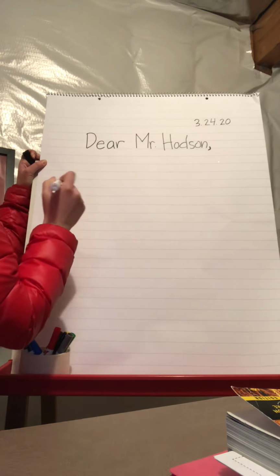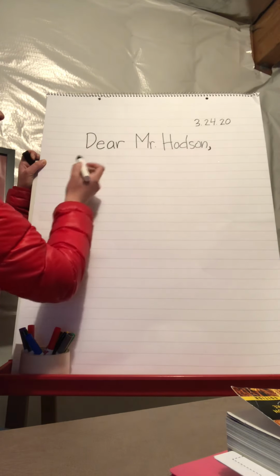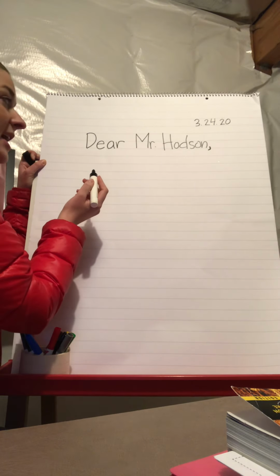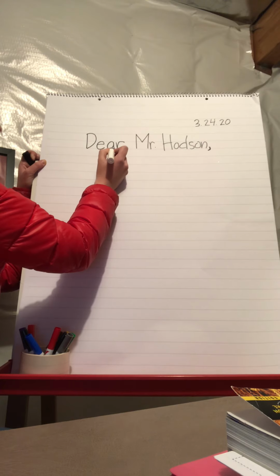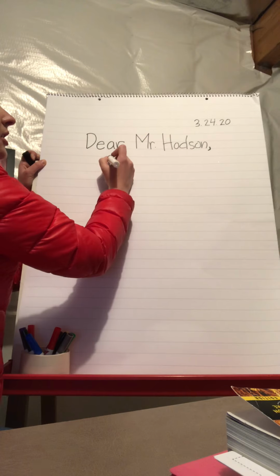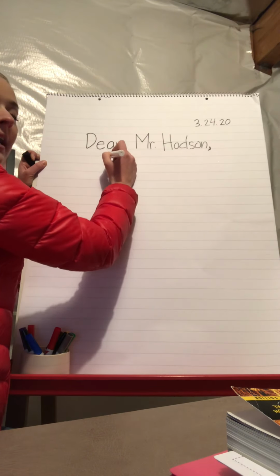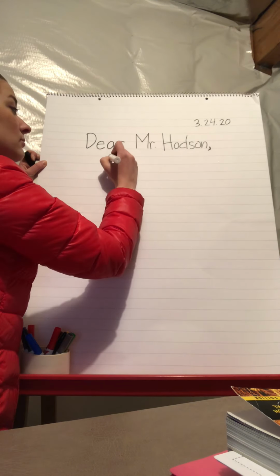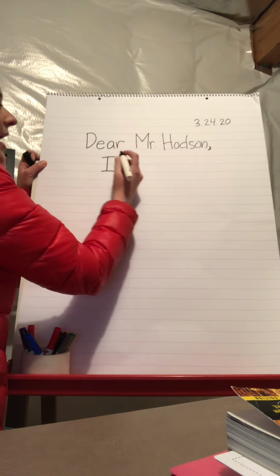So, dear Mr. Hodson. Now, when I'm starting to write my letter, my first line, I have to do what we call an indent. And I need to indent my letter right here to underneath the A in dear. That's where I need to start my letter. So, dear Mr. Hodson, I'm going to start by writing, I hope you are having a fun break from school. Should I write that? And I'm starting here under the A.